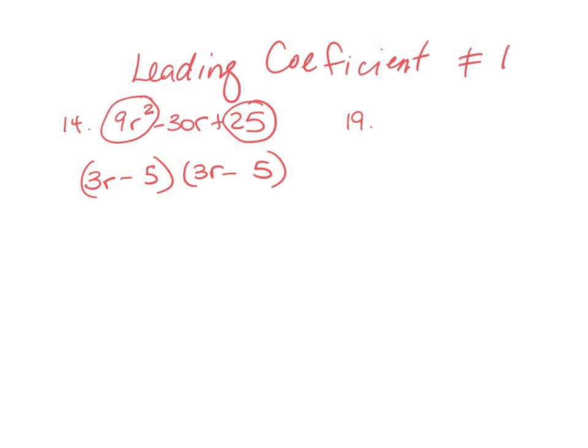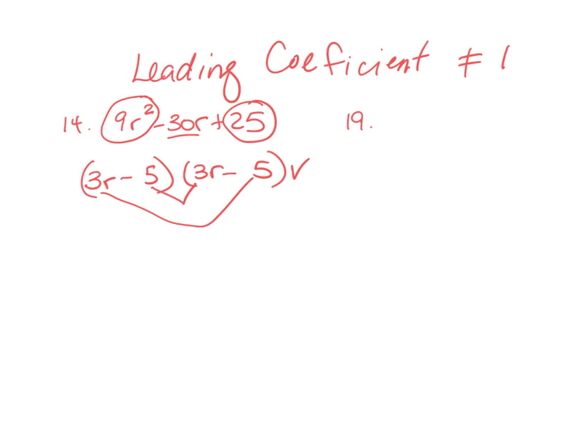So now, usually, we know we've got the first term, 3R times 3R is 9R squared, and we know we've got the last term, negative 5 times negative 5 is 25. So let's just check and make sure we have that middle term. That's a negative 15R, and that's a negative 15R. So that becomes negative 30R, so that is correct. Okay, so if you see that they're perfect squares, those are usually perfect square trinomials. They don't have to be, but they're usually. If it doesn't work where you don't get the middle number, then you have to do this next thing that we're going to do on number 19.